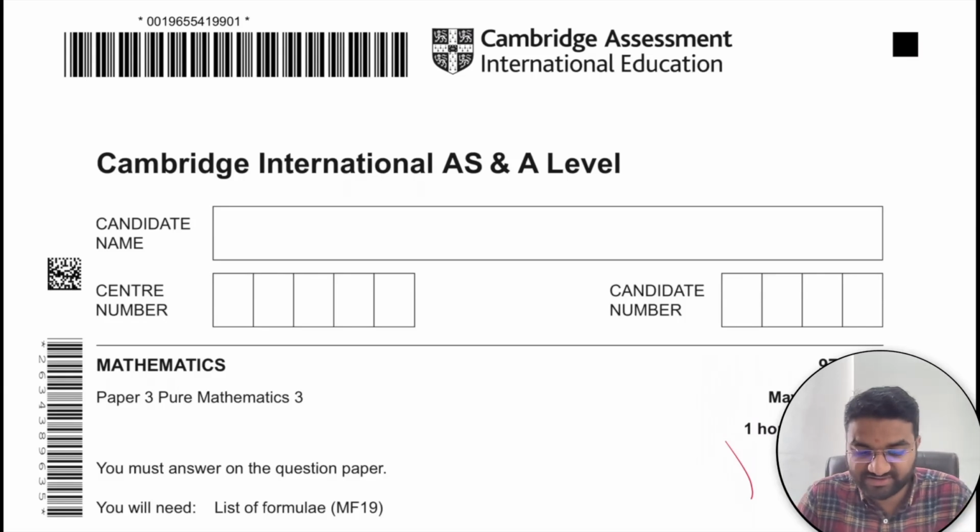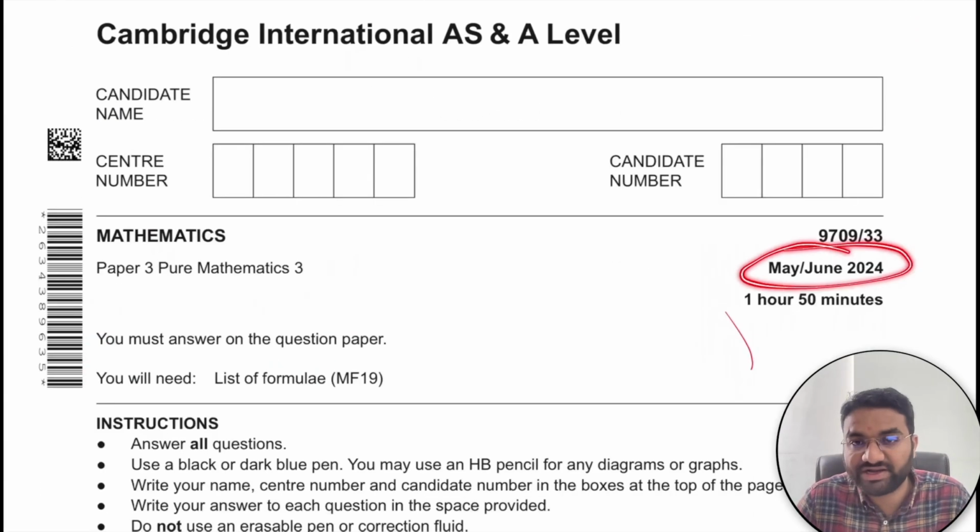So today we have to discuss the differential equation A level question. It's a question from Pure Math 3, May June 2024.